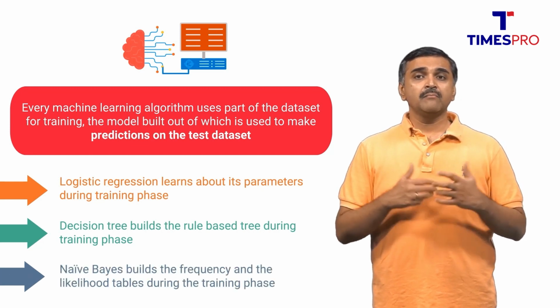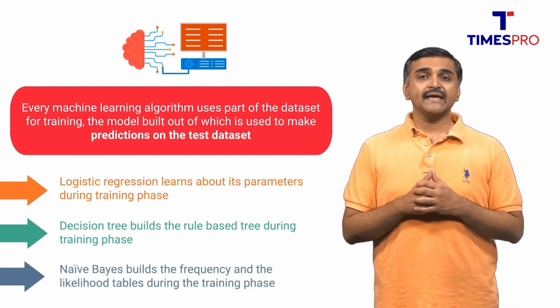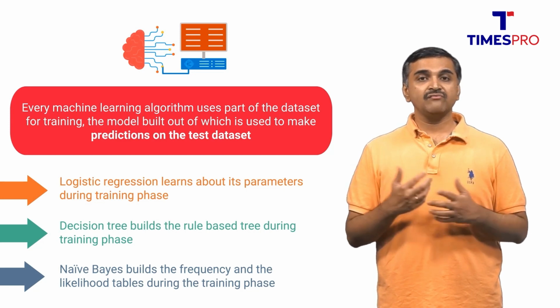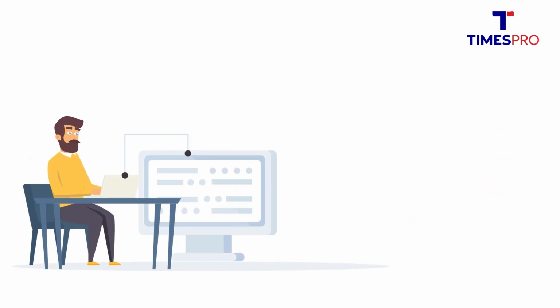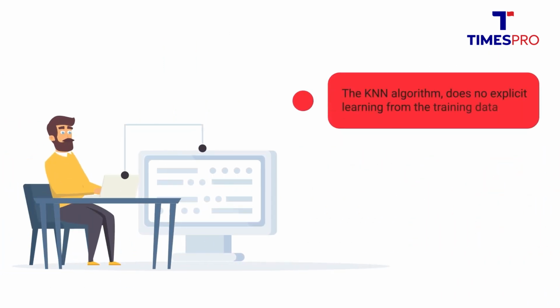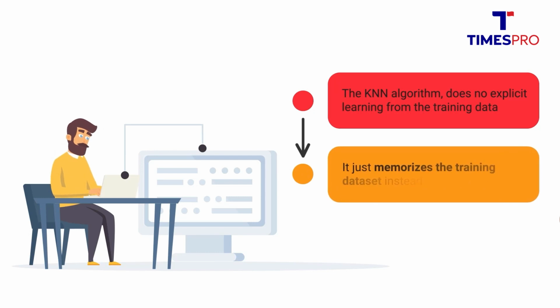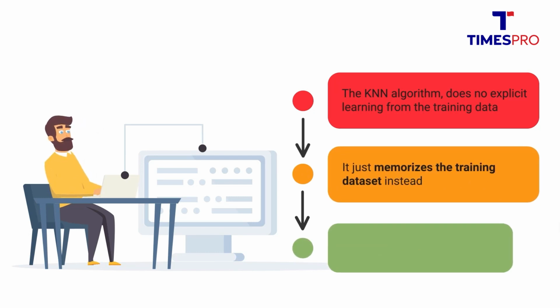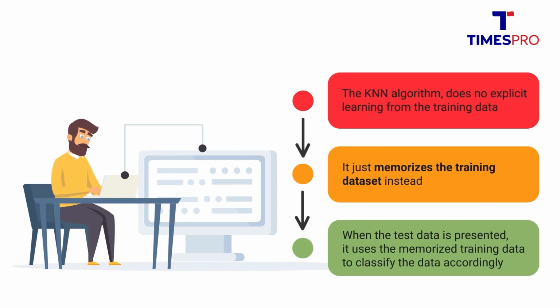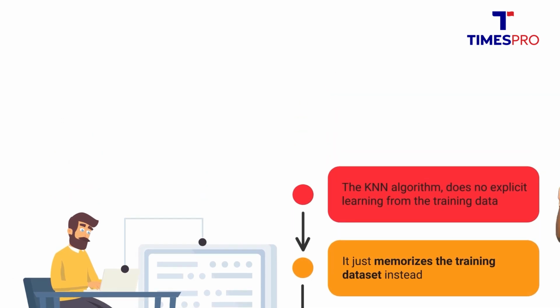Naive-Bayes classifier builds the frequency and the likelihood tables during the training phase. On the contrary, the KNN algorithm does no explicit learning from the training data, but it just memorizes the training dataset instead. When the test data is presented, it uses the memorized training data to classify the data points accordingly.